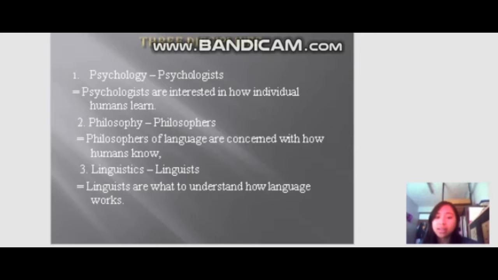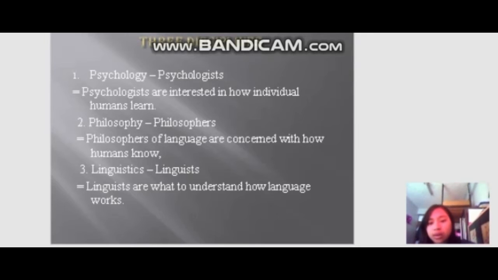Okay, next is philosophy or philosophers. Philosophers of language are concerned with how humans know. So it means how any particular fact that we know or accept as true is related to other possible facts.